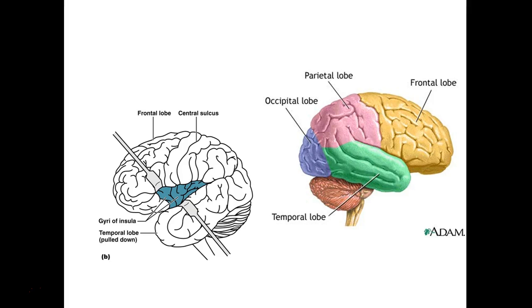Now if you pull down the temporal lobe, you can see that there is another lobe that's deep, and it is called the insula. So on your sheet, the insula is buried deep, but the remaining 4 are named for the cranial bones. Insula. It's in there. So there are 5 lobes. The one that's deep is the insula.